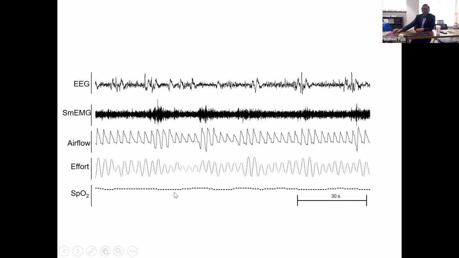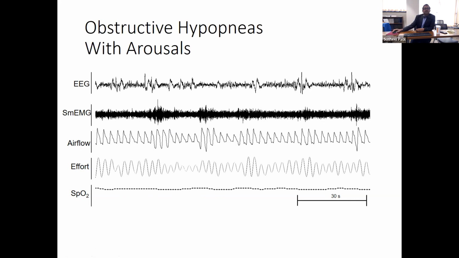Does a DSAT, I'm not giving you enough information, but there's no clear DSAT here. But there look to be arousals that are occurring repeatedly throughout. So these are obstructive hypopneas with arousals.